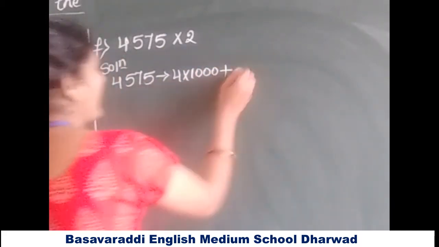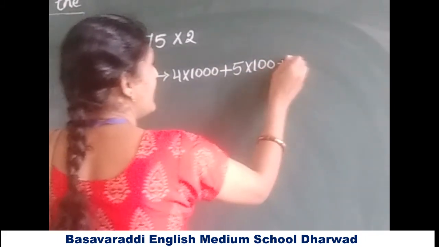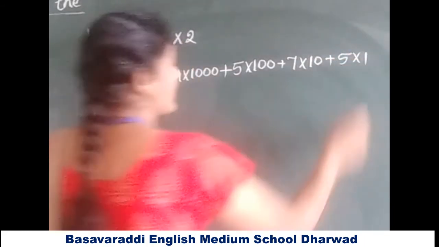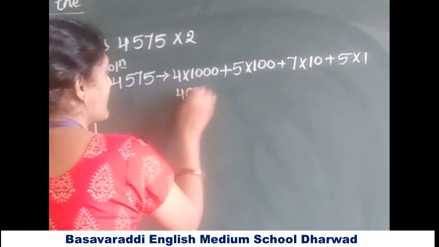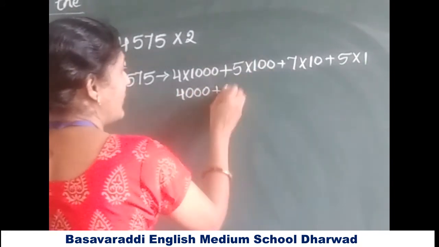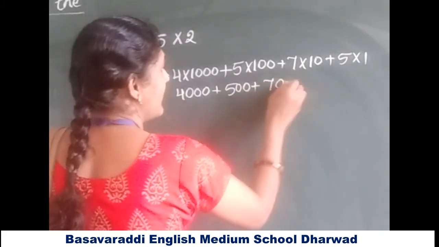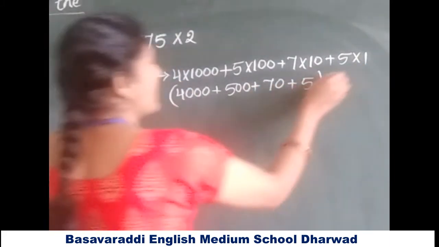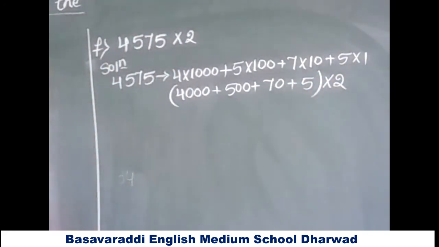Next, the 5 is in the 100 place. The 7 is in the tens place. The 5 is in the ones place. The 4 into 1000 is 4000. The 5 into 100 is 500. The 7 into 10 is 70. Next, the 5 into 1 is 5. Write the multiplication number there. The 2 is multiplied to 4,575.